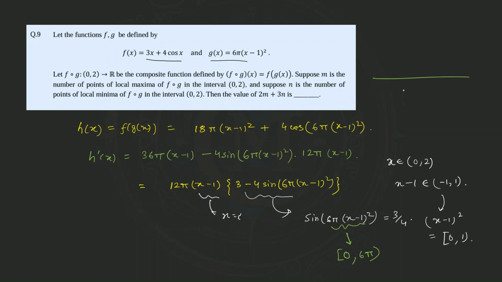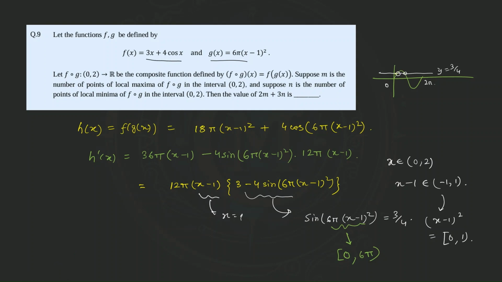So let us plot this graph of sine. So sine is like this. Now sine function is periodic with period 2 pi, right? So we can analyze this situation for 0 to 2 pi only, and then we can multiply by 3 to get the total number of solutions. So here we can say, let's say, the line y equal to 3 by 4. So in 0 to 2 pi, there are two solutions of this equation. Sine of this t equal to 3 by 4 gives us t equal to this and t equal to this.